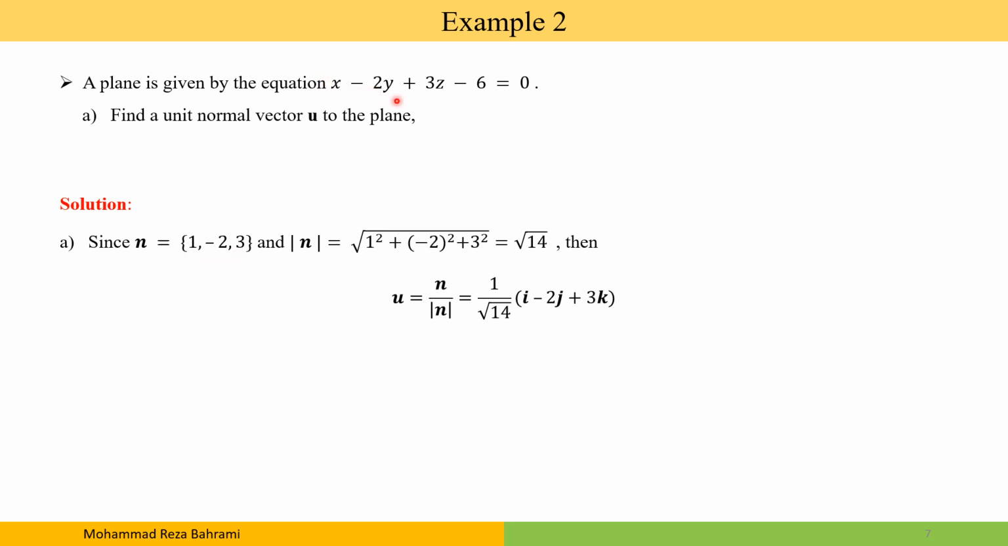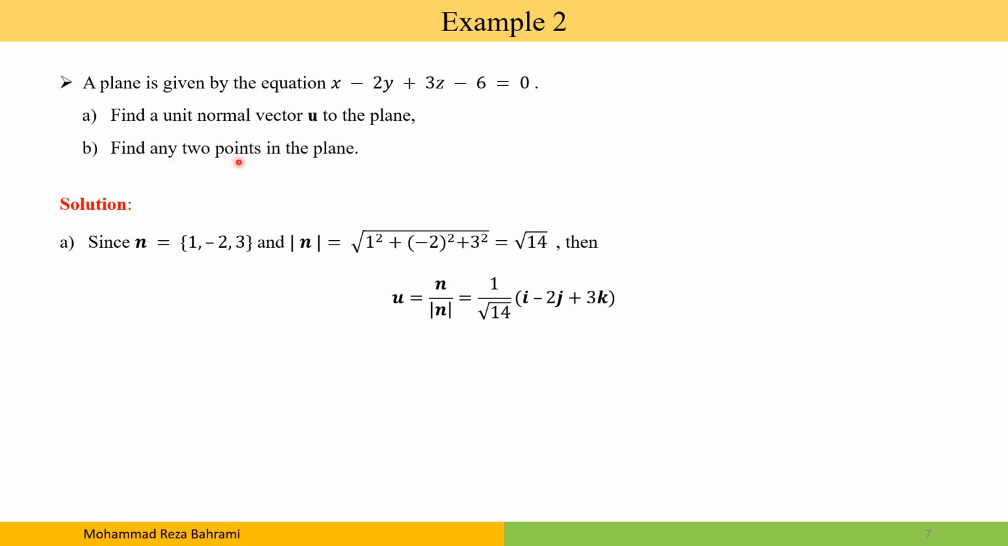1, minus 2 and 3. So this is our normal vector to the plane. The magnitude of the vector is the square root of the summation of these components to the power of 2. So we have a square root of 14. This is the magnitude of the normal vector. So we can say that the unit normal vector u is the vector n divided by its magnitude. So we have the unit normal vector u.